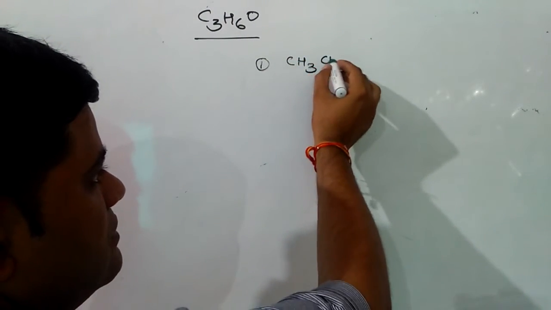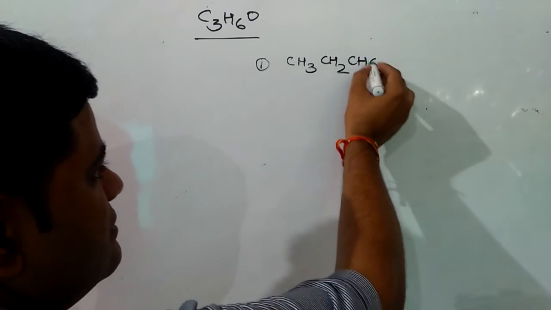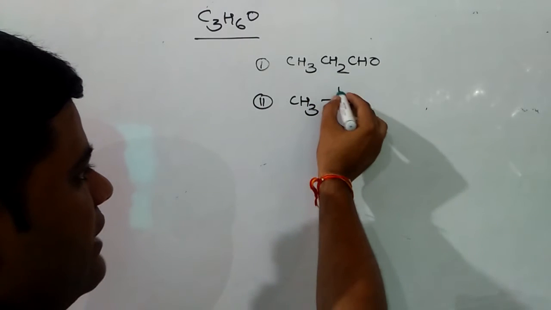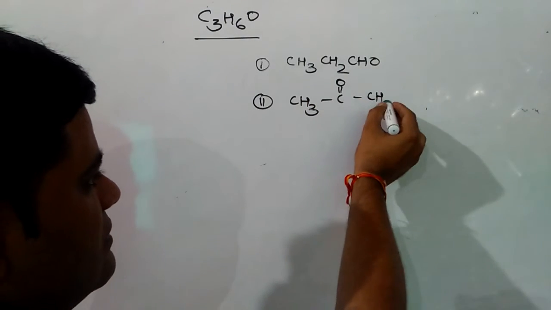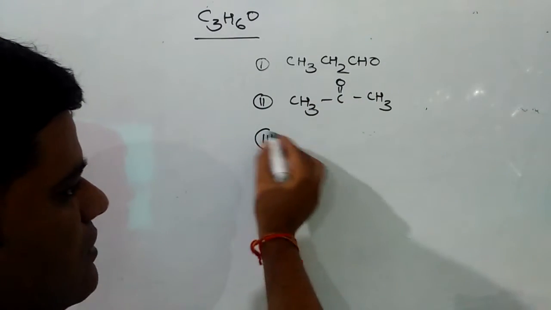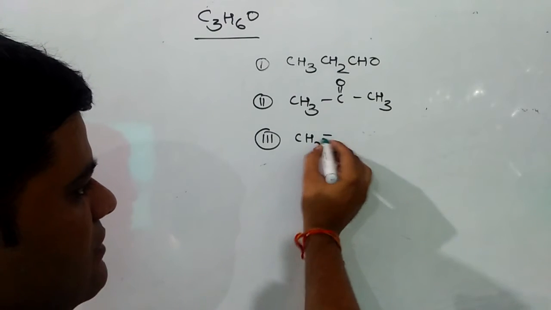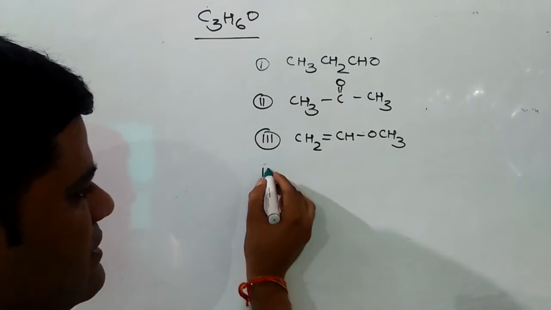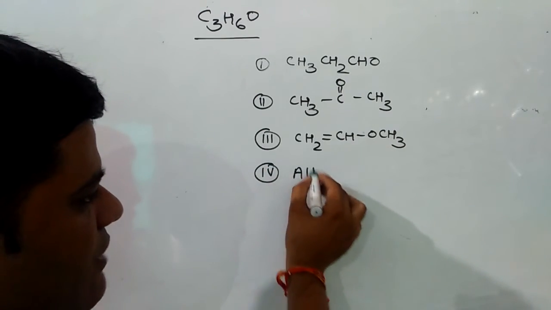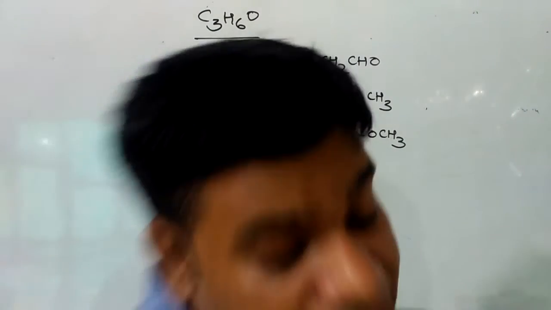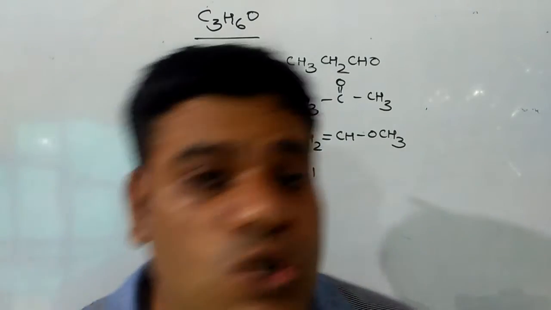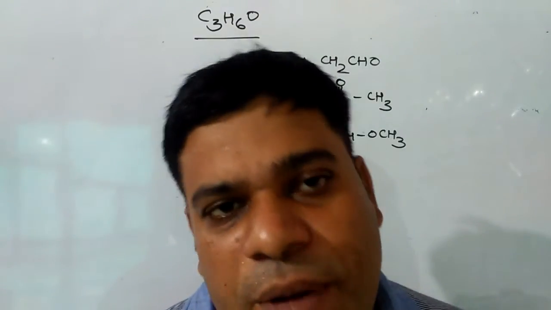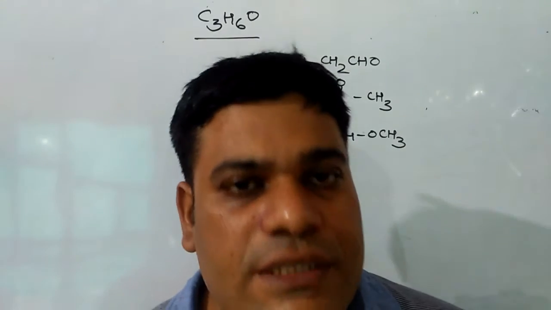Your options might be CH3CH2CHO, second CH3COCH3, third CH2=CHOCH3, and fourth all of these. Then our answer will be the third one because it is an unsaturated ether, so it cannot show the 2,4-DNP test, and it does not have an alcoholic group in it, so it cannot react with sodium metal also.